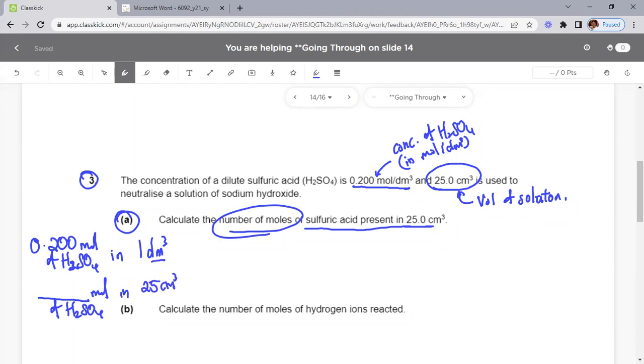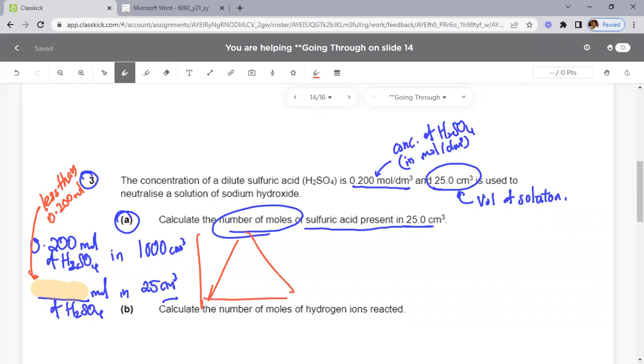Obviously when you look at this, you realize the unit is different, so I need to convert. The idea is that 1 dm cube is actually 1000 cm cube. I'm going to only take out 25 cm cube out of the 1000. So the number of moles in this blank that I have will be less than 0.200 mole, because 1 dm cube or 1000 cm cube contains 0.200 mole. If I only take out 25 cm cube, by proportion this is going to be less than 0.200. So the question is how many moles?